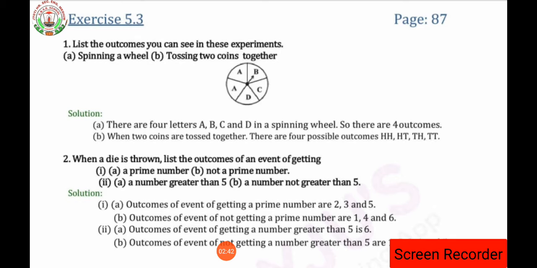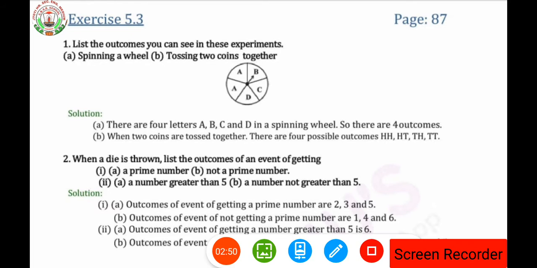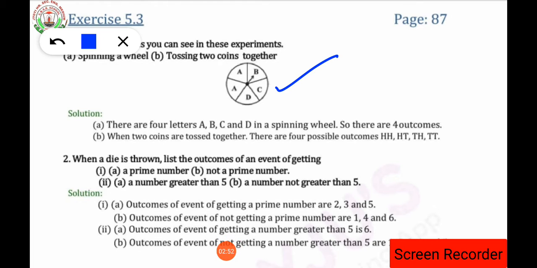So there are four letters A, B, C and D in the spinning wheel. We have a figure over here. A figure is mentioned here, isn't it? Here we have the alphabets A, B, C and D. The four alphabets are observed on the spinning wheel. So there are four outcomes. If four letters are observed, that means four outcomes come. For example, suppose this is a circle. Clear? This circle is divided into four quadrants: A, B, C and D.